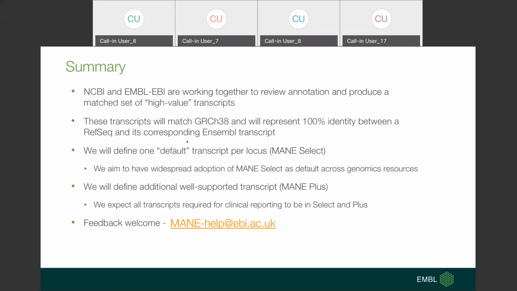Yeah, and just to say that we do expect that all transcripts that are needed for clinical reporting, that is for reporting of known variants, pathogenic or likely pathogenic, that those would be represented in both Select and Plus.